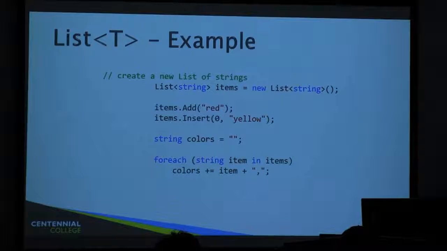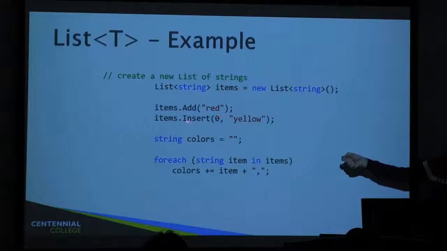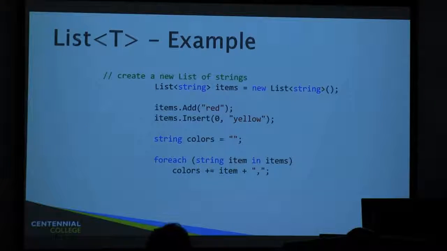And there are so many methods, so many properties that we can use from a list. I'm using here the add. Add will add to the very end of the list. So to add to the very end. Insert, I can say in which position I want to insert that item.